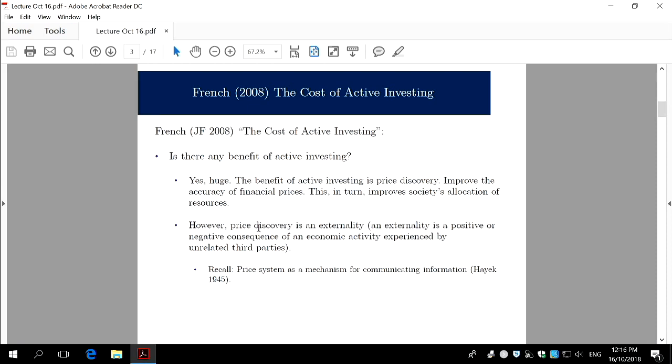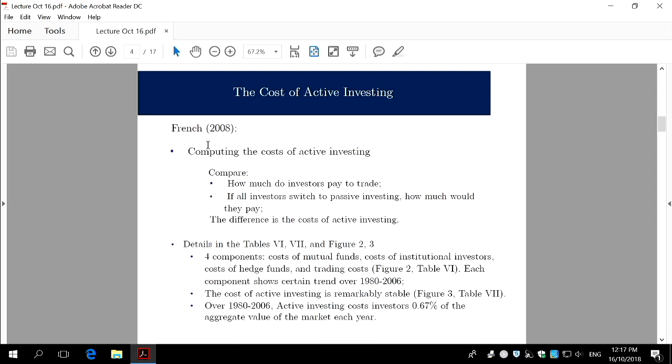We're going to talk about this topic a bit today. But first of all, I say this is a negative sum game. How negative it is, we need to pin down quantitatively, right? It's a bad thing, but how bad in terms of numbers? So this is the central question of French's paper. This is Professor French, and his paper is looking into the true data and computing the cost of active investing.